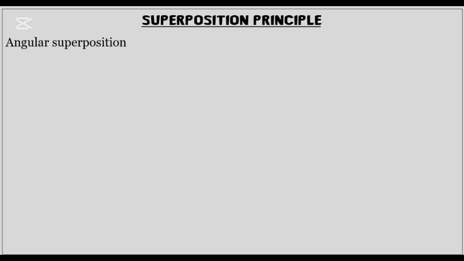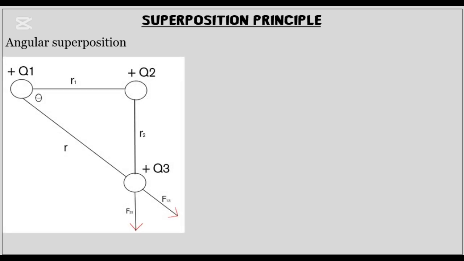So the angular superposition deals with angles when the charges are placed at certain angles to each other. Let's look at how we go about those concepts. Looking at this diagram, we have Q1 and Q2, which are placed linearly. Then Q3 is placed at an angle to Q1. We have R1, the distance separating Q1 and Q2, R2, the distance separating Q3 and Q2, and R, the distance from Q1 to Q3.